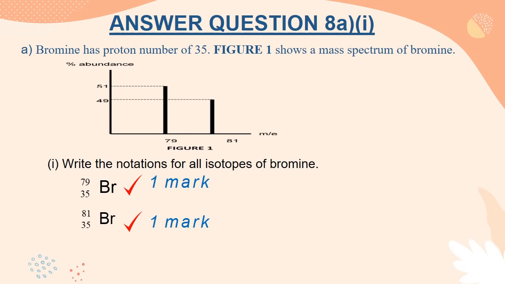So for question 8A1, write the notation for all isotopes of bromine. So remember, to write the isotopic notation, we have the symbol for the element, and then the proton number and nucleon number. From the question we know the proton number of bromine is 35. So Br, 35 proton number and this is the nucleon number. Bromine 79 and bromine 81. So bromine has 2 isotopes.